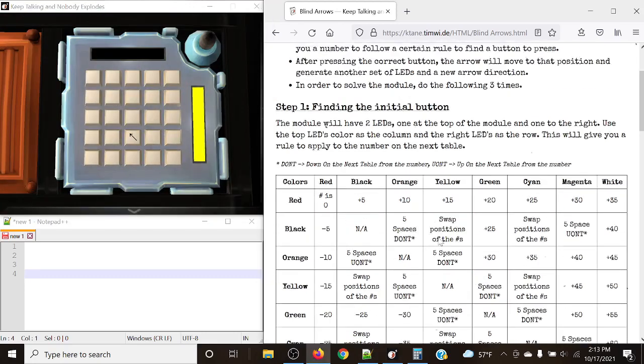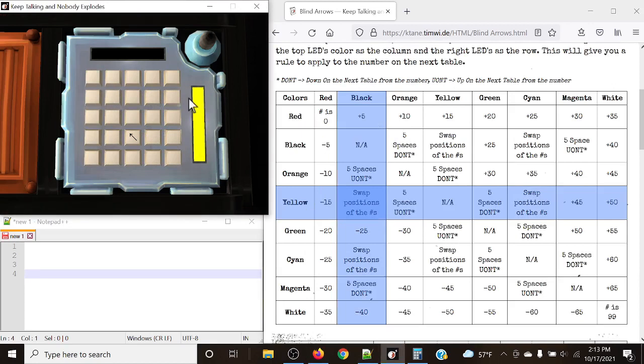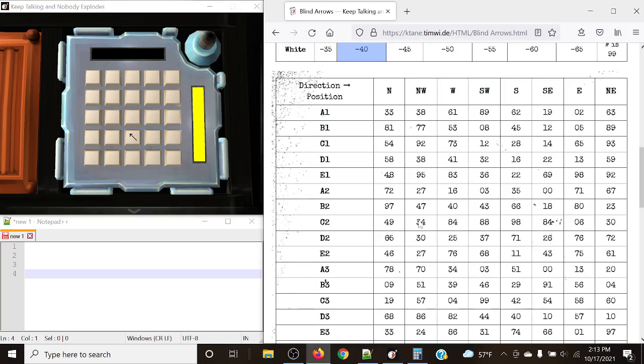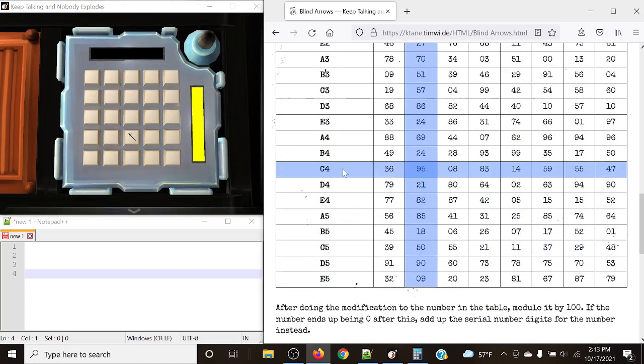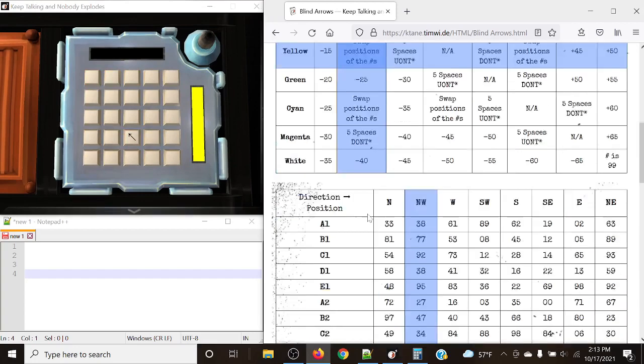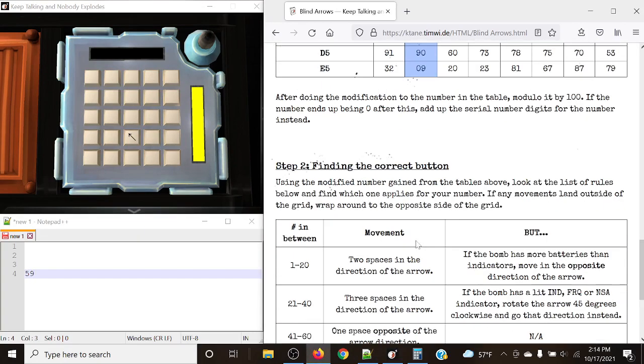So let's take a look at this last example. In this case, we have black and yellow as our 2 colors here. Now we're going to be swapping the position of the numbers based off of our position on the grid and the direction of the arrow. The arrow is pointing northwest, and our position is Charlie 4. Swapping the position of the numbers, instead of 95, it gives us 59.